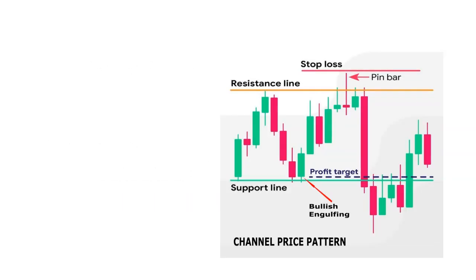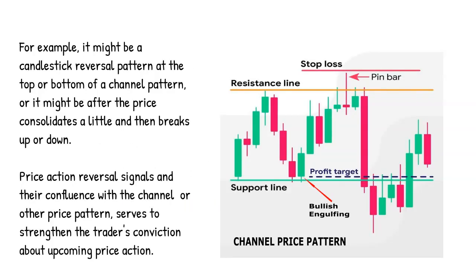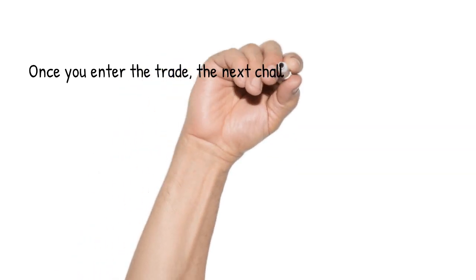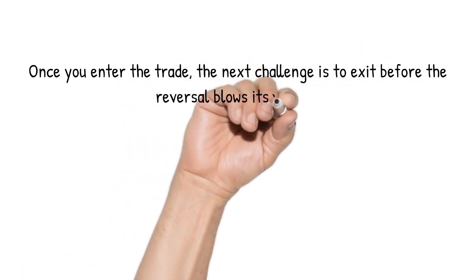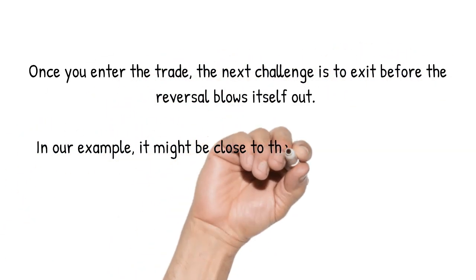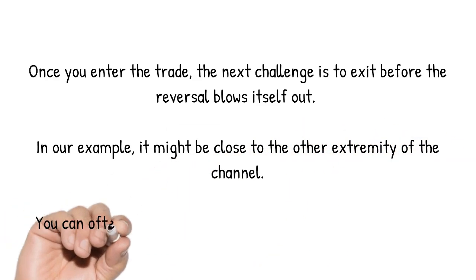For example, it might be a candlestick reversal pattern at the top or bottom of a channel pattern, or it might be after the price consolidates a little and then breaks up or down. Price action reversal signals and their confluence with the channel or other price pattern serves to strengthen the trader's conviction about upcoming price action. Once you enter the trade, the next challenge is to exit before the reversal blows itself out. In our example, it might be close to the other extremity of the channel.